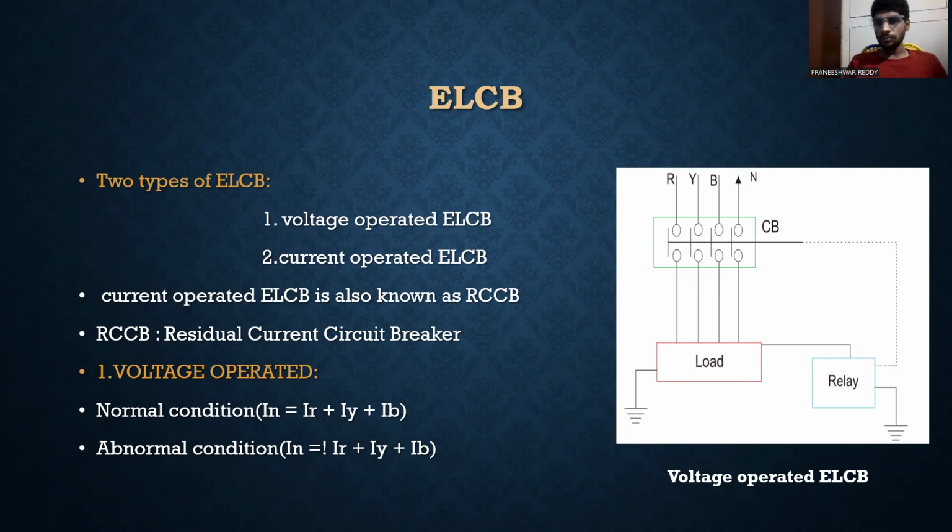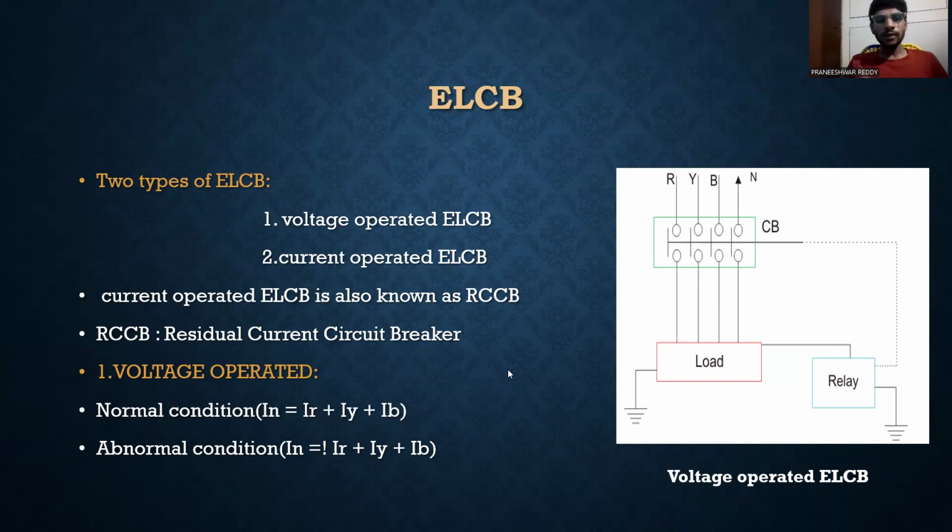Okay, so if you see this line diagram here, we have two conditions. First one is a normal condition, second one is an abnormal condition. So in the normal condition, what actually happens is the phase currents flowing to the load from the circuit breaker will be equal to the currents flowing back to the neutral. That is IN equal to IR plus IY plus IB. So as you can see here, IN equal to IR plus IY plus IB.